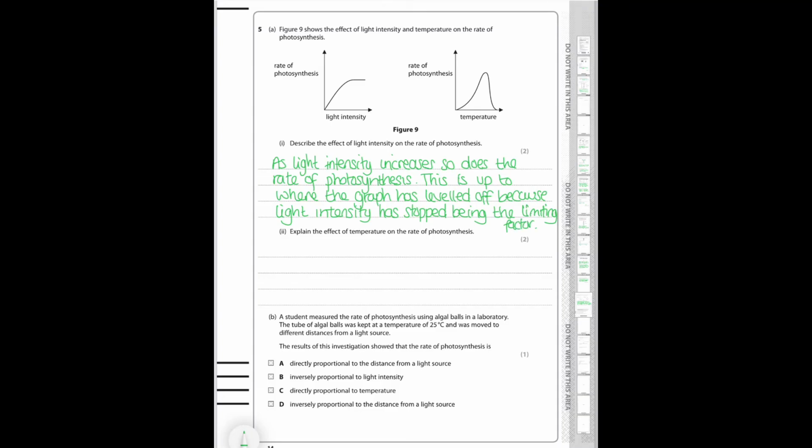So for part 2, we're asked to explain the effect of the temperature on the rate of photosynthesis. So here, as the temperature increases, so does the rate of photosynthesis, and that's up to the maximum or the optimum temperature at which the enzyme is able to work. After the optimum temperature, the enzyme will become denatured, so photosynthesis decreases.